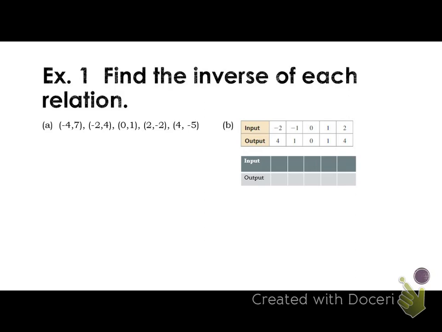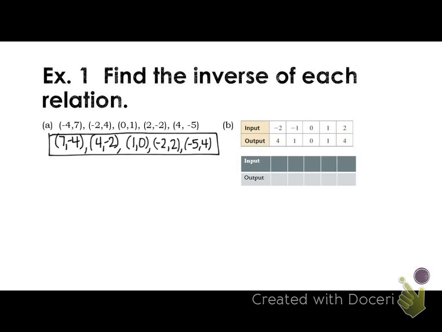So Jamie, if the first ordered pair in letter A is negative 4, 7, what is the inverse of that going to be? 7, negative 4. Awesome. Isaac, if the second ordered pair is negative 2, 4, what's the inverse going to be? 4, negative 2. Landon, if the ordered pair is 0, 1, what's the inverse going to be? 1, 0. Jace, if the ordered pair is 2, negative 2, what's the inverse going to be? And lastly, Amy, if the ordered pair is 4, negative 5, what's the inverse going to be? Negative 5, 4. All right? So when the function is given to us as ordered pairs, finding the inverse is a piece of cake, right?